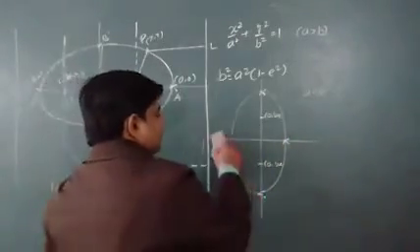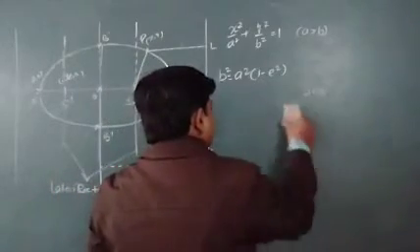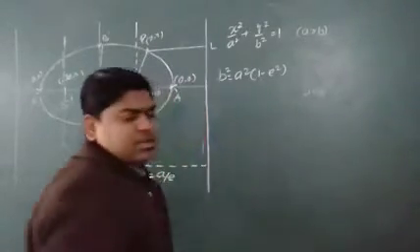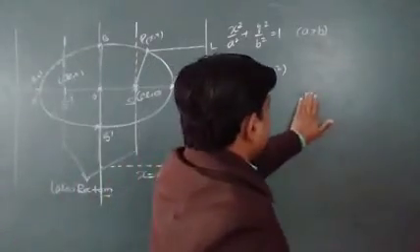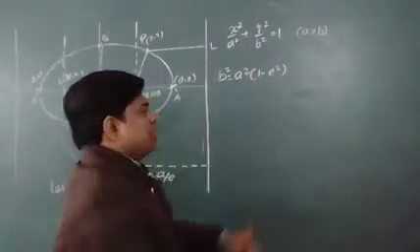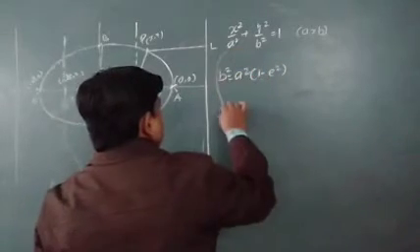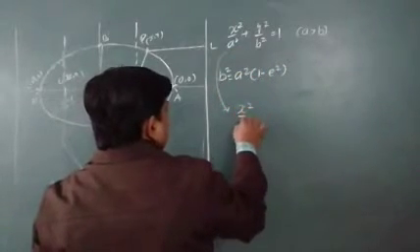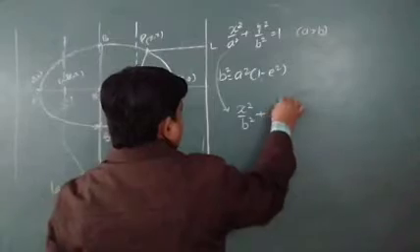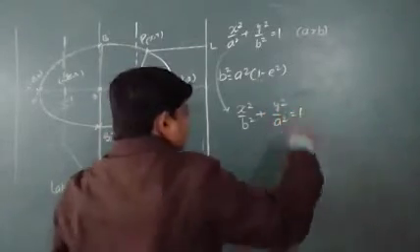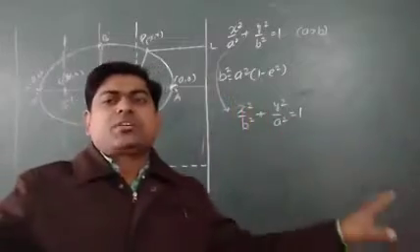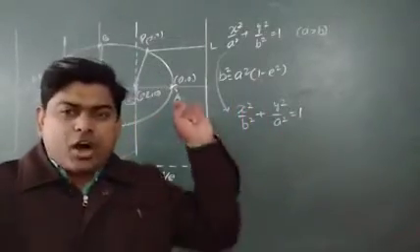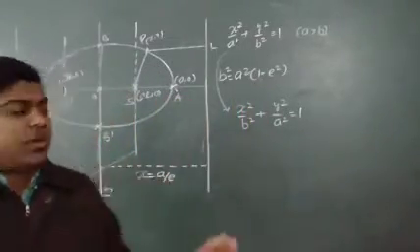If I learn this one, no need to write A is less than B. I am not going to take A is less than B. A is always greater than B. Only one thing I am going to take: now x square by b square plus y square by a square is equal to 1. Simply I change the equation of the ellipse.